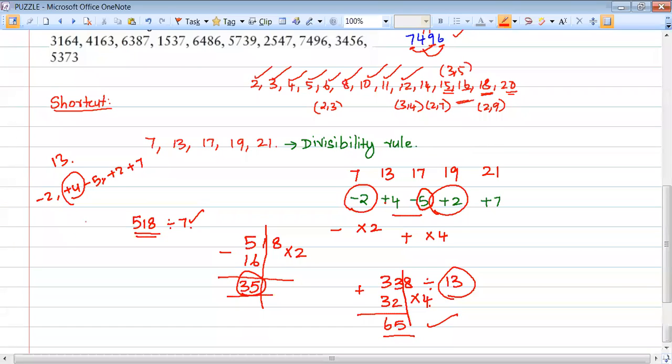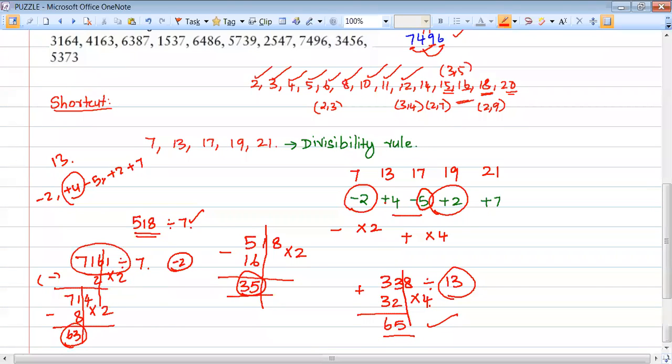Suppose 7161. It is divisible by 7 or not? Immediately -2 should strike out in your mind. Then 1 into 2. So 2. Then you will get subtraction 714. Again you don't know how to check it out. Then don't worry. Multiply again with 2. 8. Subtract it. You will get 71 minus 8 is how much? 63. Now check 63 will divisible by 7 or not? Yes.